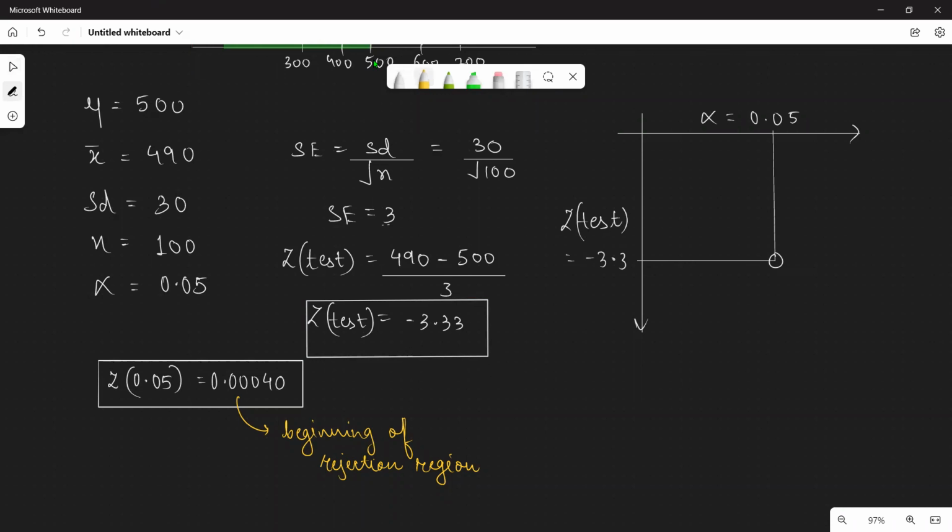Satish. Yes, Ashta, if you don't mind, I'm just trying to understand. When you say beginning of rejection region, in the sense these zeros are after the point, right? No, this entire value. Actually, entire.